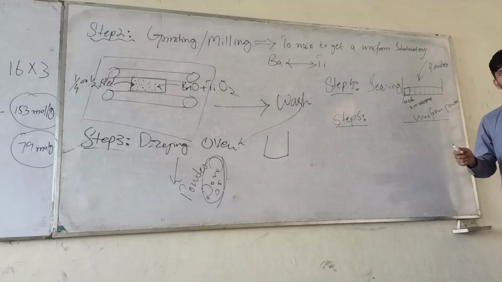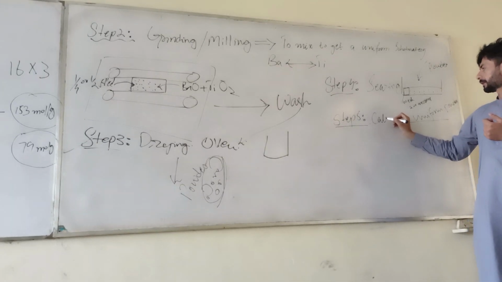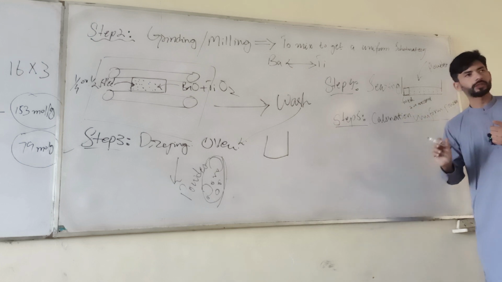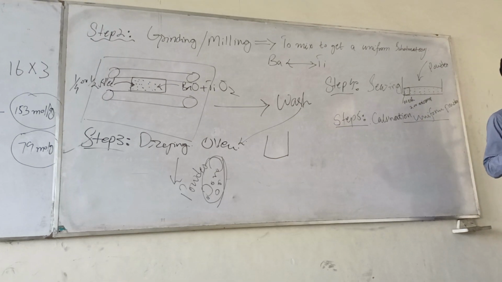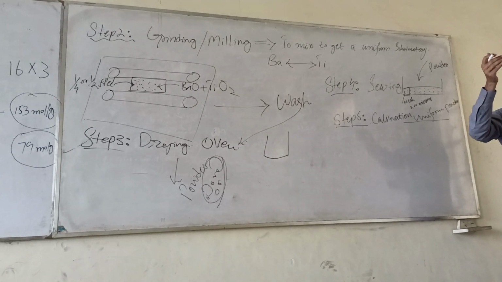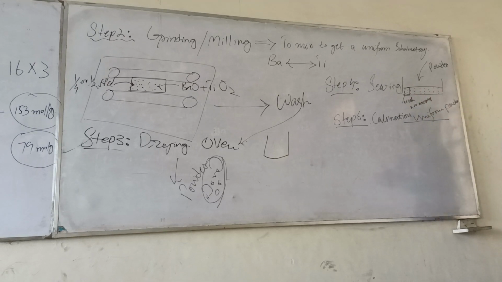So the next step is calcination. What is calcination? This is the required temperature for a material which transforms that material into another kind of phase. Because here you have just a mixture of barium oxide and titanium oxide. This is not barium titanate. Okay? After calcination you will get a barium titanate phase.